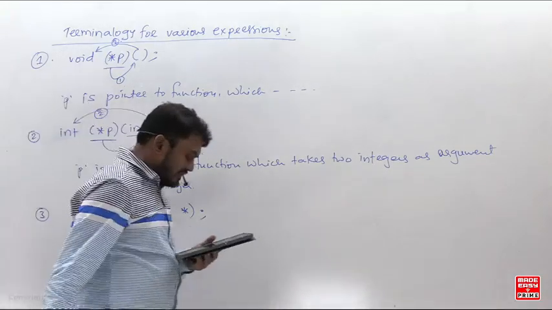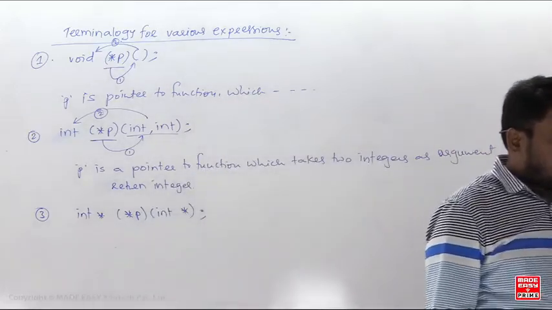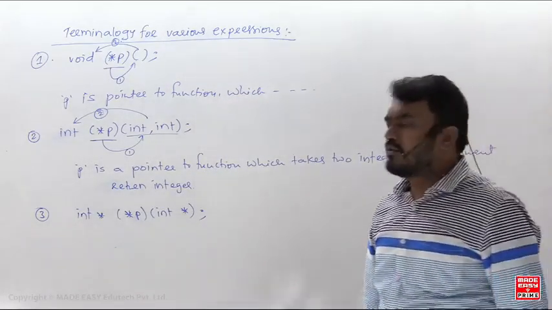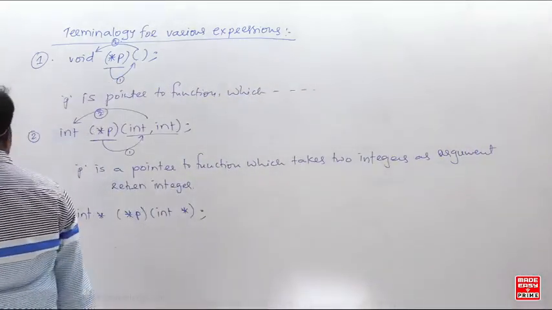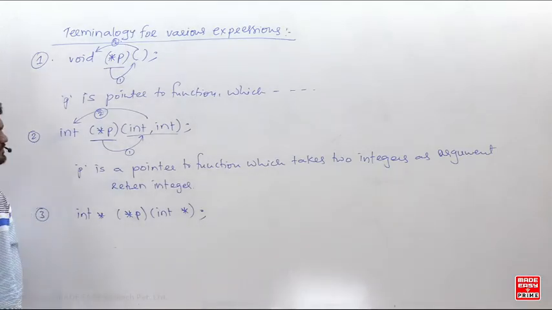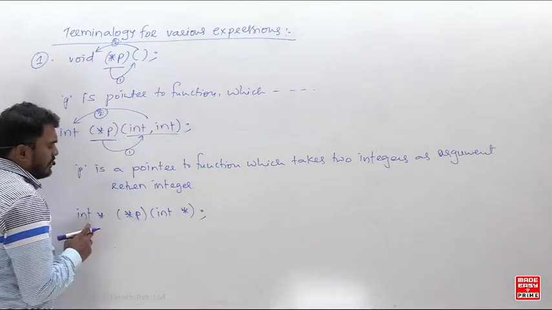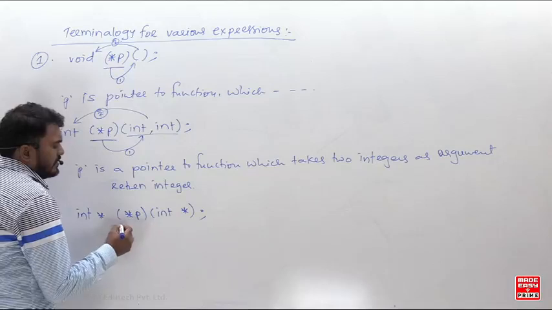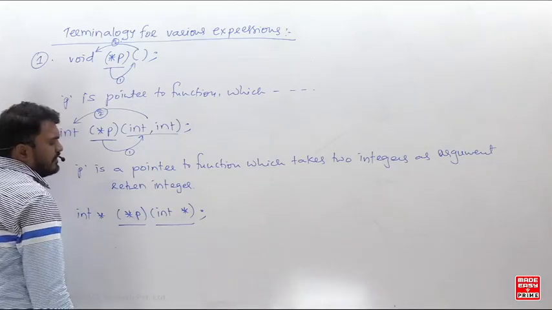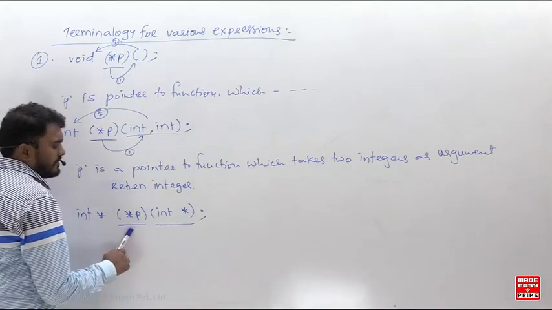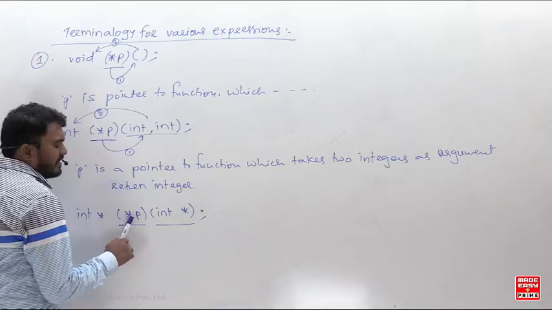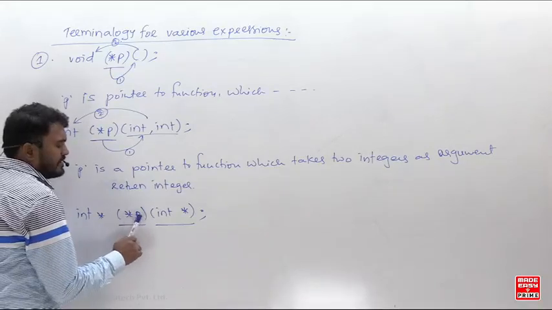Tell me, how do you read this? Terminology, meaningfully you do. That is simple, right? Okay. You start from left to right. So you are having two brackets here. Which one do you read first? The first one. In this you are having star and p. Which one do you read first? P. P is a pointer.